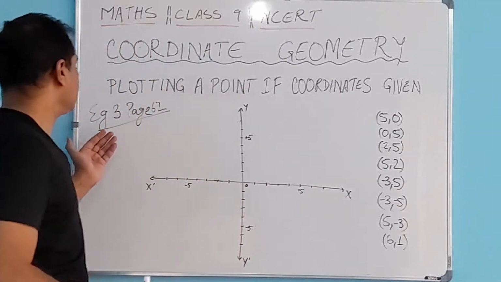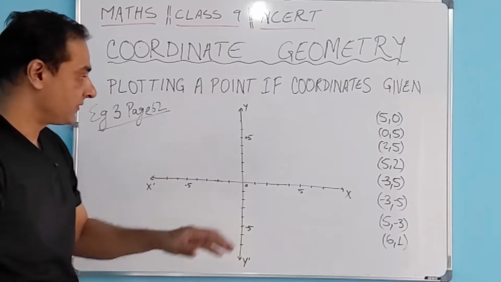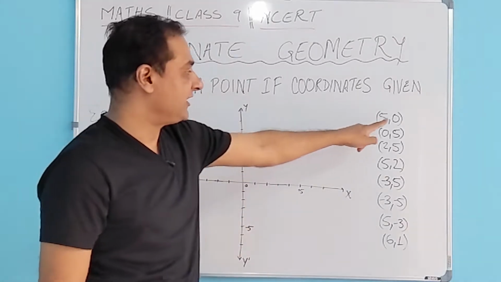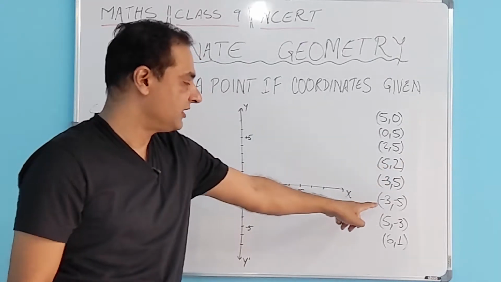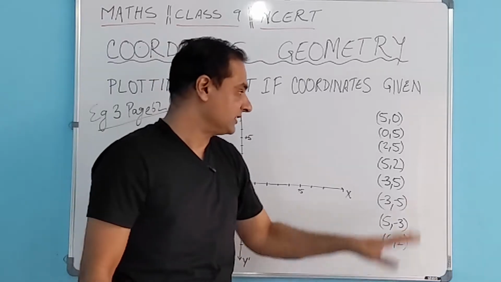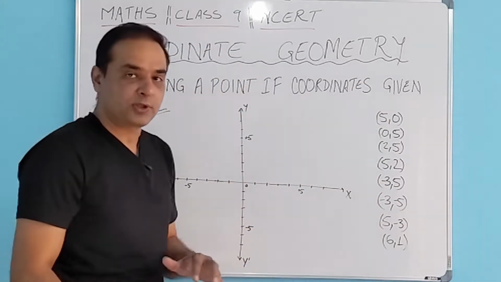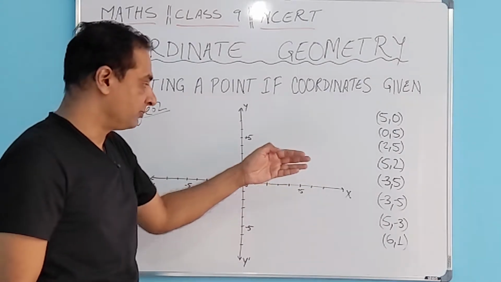So this one is example number 3, which is given on page number 62 of the NCERT book. We need to plot the points (5, 0), (0, 5), (2, 5), (5, 2), (-3, 5), (-3, -5), (5, -3), and (6, -1). So these are the points we need to plot. We'll go through the same process, and then step by step we are going to plot these points.